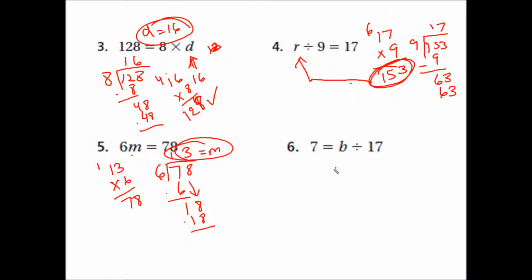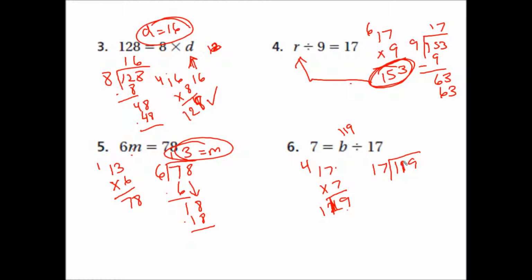And now we have 7 equals b divided by 17. Since we have a division problem with a letter being divided by a number, to solve it, we multiply the two numbers. So 17 times 7, I get 119. So let's check that. I'm going to replace b with 119. So if I divide 119 by 17, I should get 7.